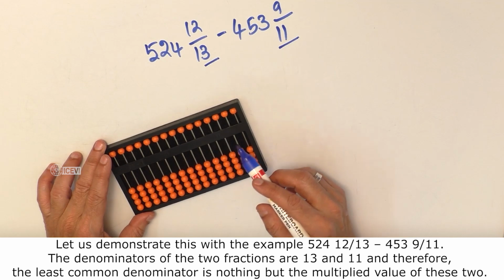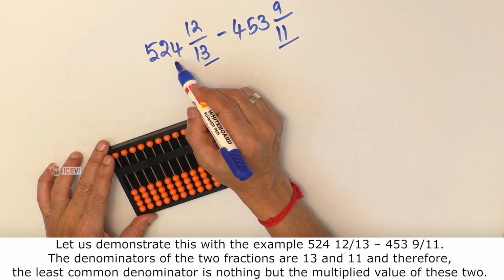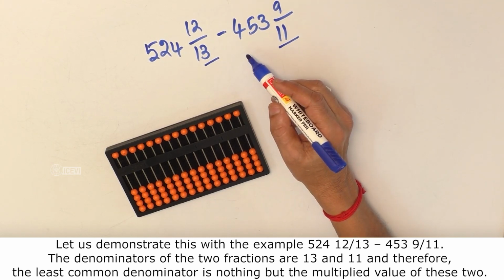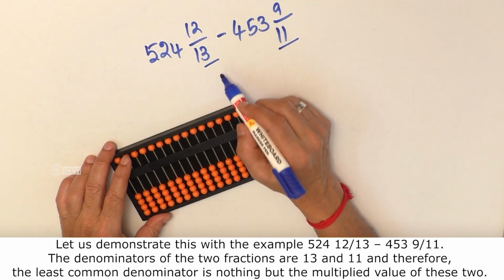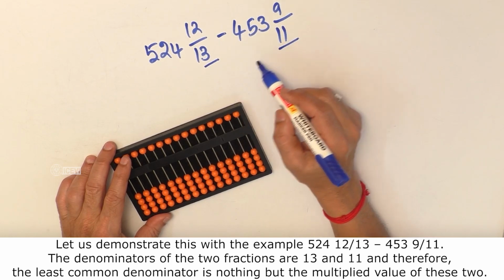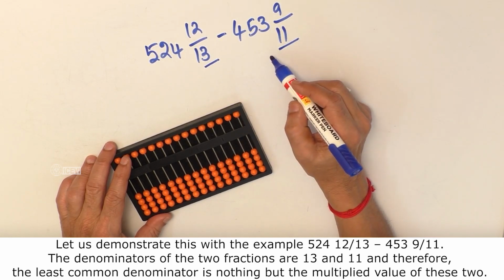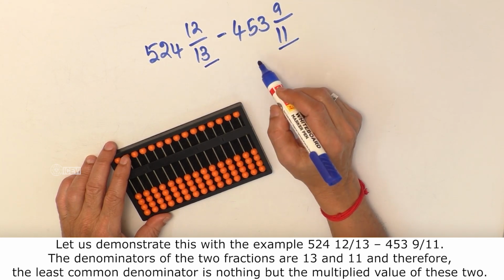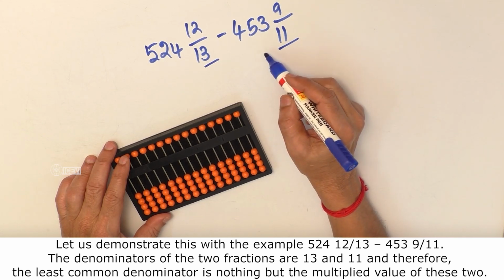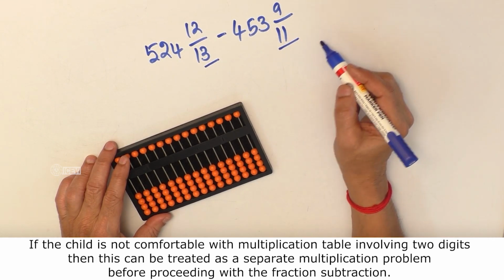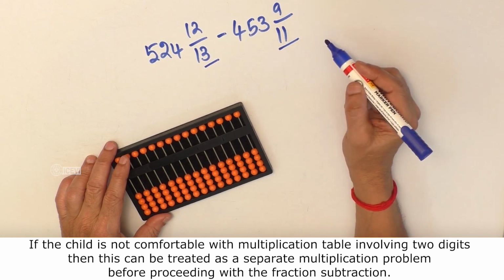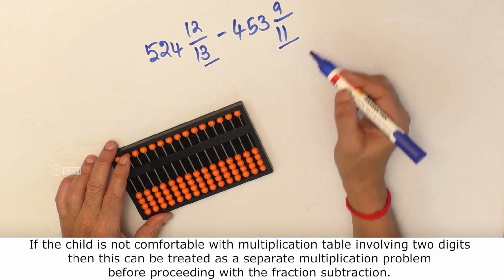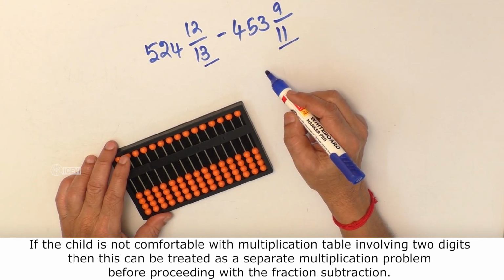Let us demonstrate this with the example 524 12/13 minus 453 9/11. The denominators of the two fractions are 13 and 11, and therefore the least common denominator is nothing but the multiplied value of these two. If the child is not comfortable with the multiplication table involving two digits, then this can be treated as a separate multiplication problem before proceeding with the fraction subtraction.